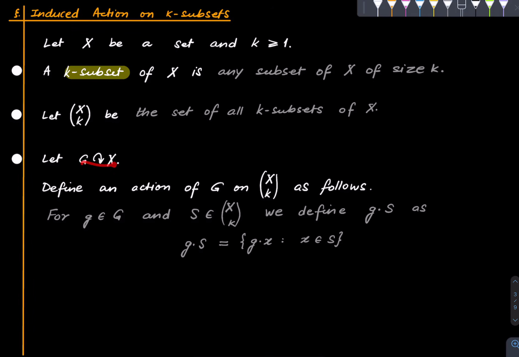All right, so out of a given action, we are constructing a bigger action, which is given by this very simple thing. Clearly, this is an action because if S is a K subset, then so is this. The reason is very simple. The map X to X, which takes little x to g dot x, where little g is fixed, is a bijection. And therefore, a K subset will go to a K subset under this map. This is nothing but the image of S under this map, and hence it is a K subset.